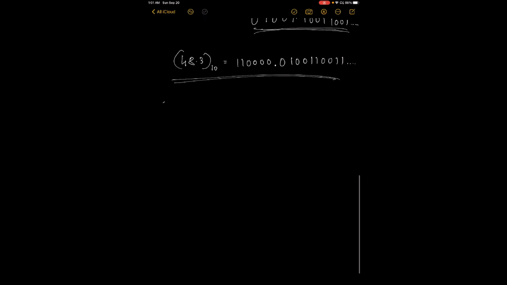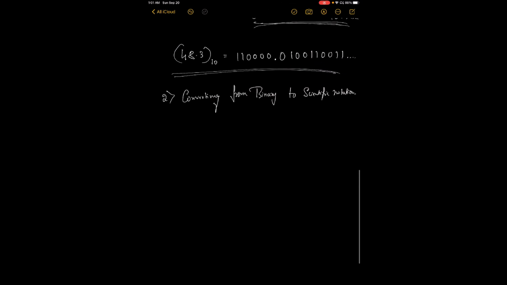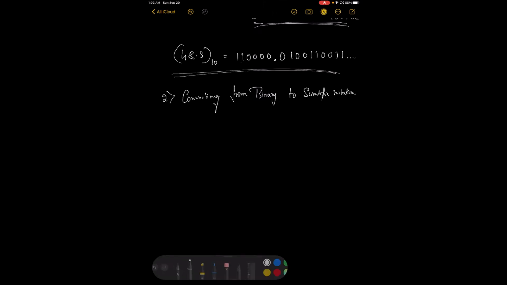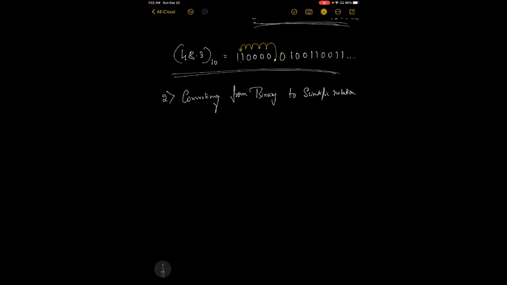The second part is converting from binary to scientific notation. So for that, we have to keep track of this. So basically, in this representation, we will be bringing this number all the way till here. So we'll change the color. So basically, we have to get this by hopping all the way till here. So basically, it's 1 hop, 2 hop, 3 hop, 4 hop, 5 hop.